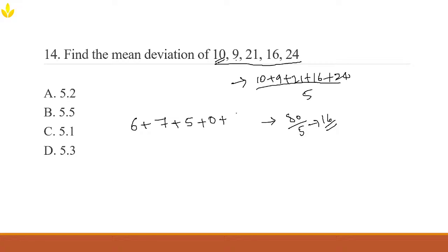And 24 to 16, what is the mean deviation? That is nothing but 8. So adding all these values and dividing it by 5, because there are 5 numbers, we will get the final mean deviation. So 8 plus 7 is 15, 15 plus 5 is 20, 20 plus 6 is 26, divided by 5. That is 5.2. So 5.2 is the final deviation of the numbers. So the answer is 5.2 here.